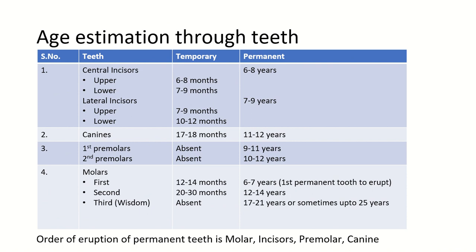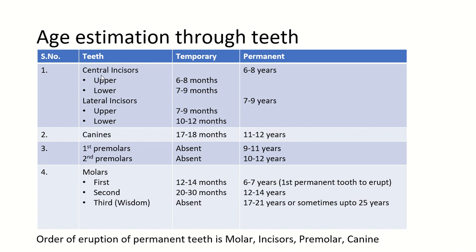Age estimation from teeth. So the incisor, canine, premolars and molar. Incisors are further divided into central incisor and lateral incisor. In central incisor, the upper ones are from 6 to 8 months, lower ones 7 to 9 months. Lateral incisors upper 7 to 9 months and lower 10 to 12 months. So they start appearing like that. The teeth begin at this age.